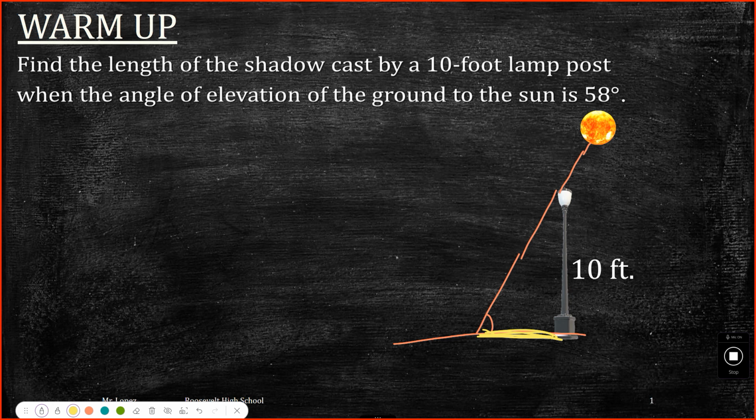Okay, this is 58 right here. Angle of elevation here, 58 degrees. This has to be a right angle, and that's simple geometry. You can label this X, and you're trying to find X.